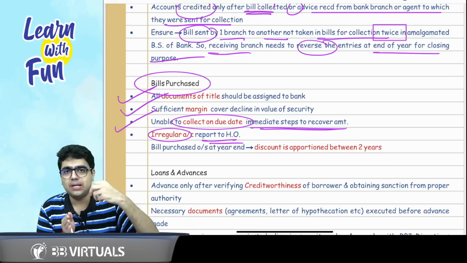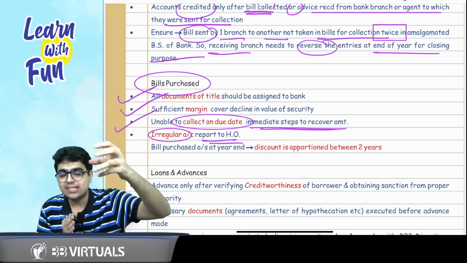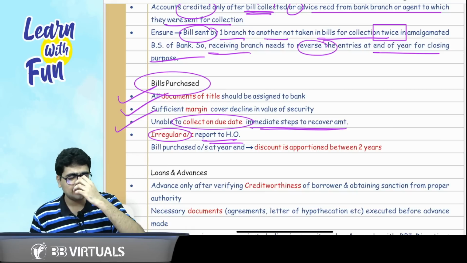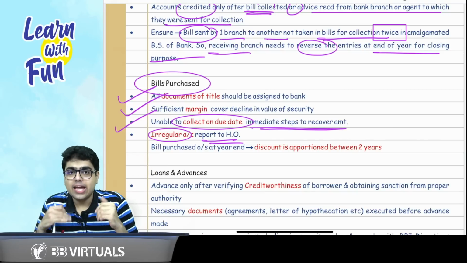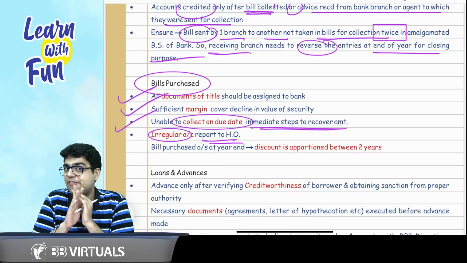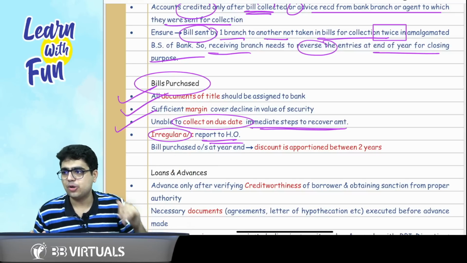Documents of title for bill discounting are transferred to the bank. The bank doesn't give you full money. It takes a security margin out of it. Then comes the next 2 points. Sir, what are the next 2 points? If the bank is unable to collect on due date, it will take immediate steps to recover. If it can't recover the amount, it will report to head office.